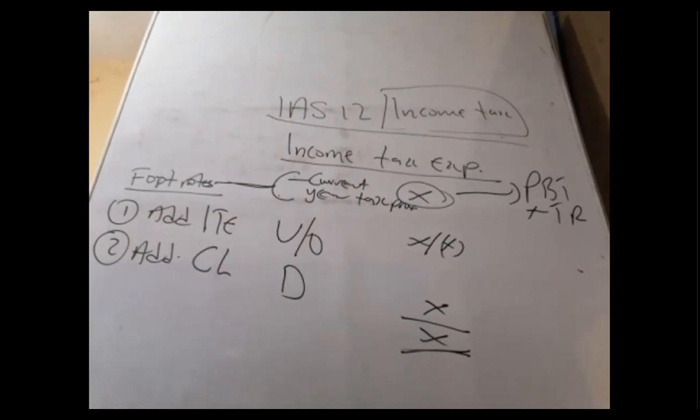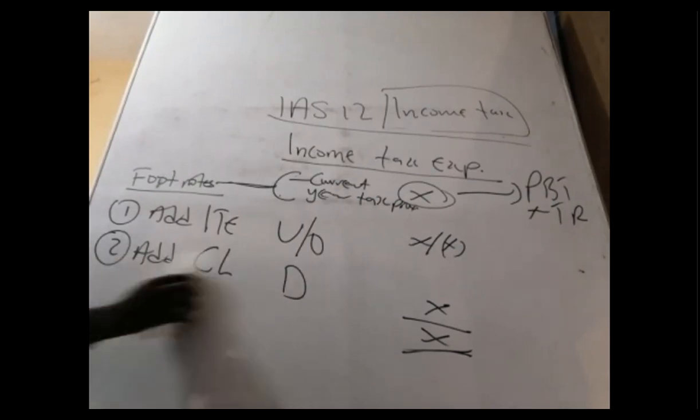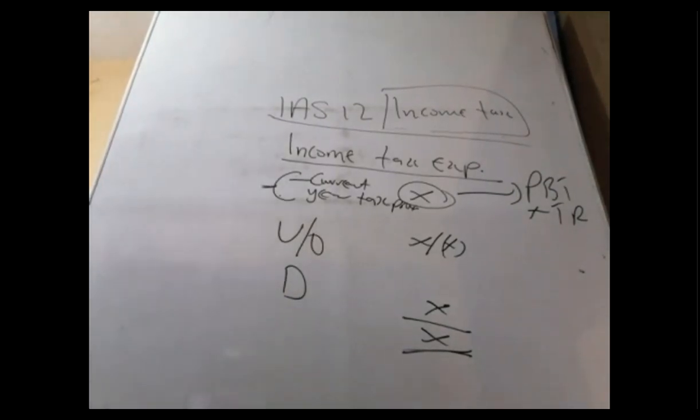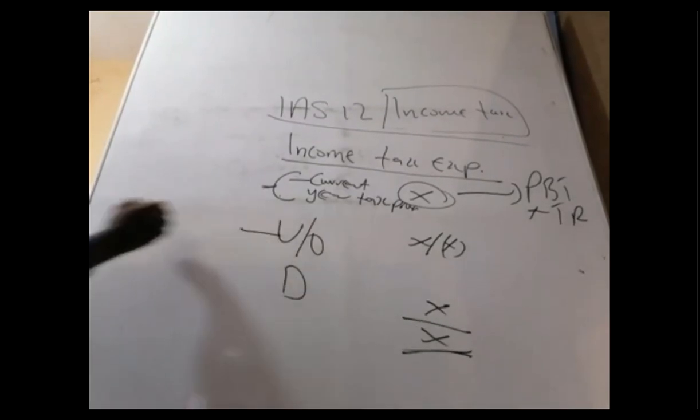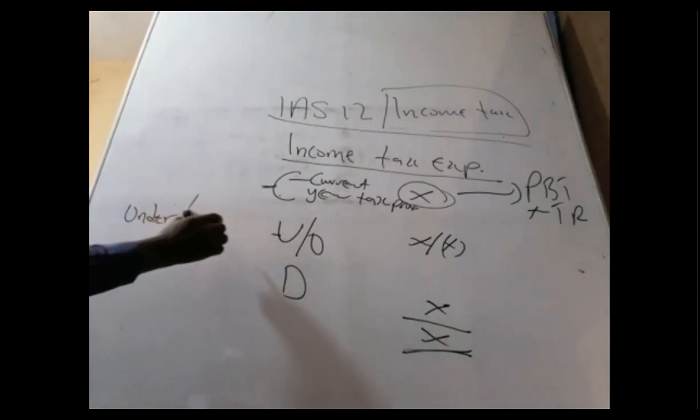Let's move on to the U and O. This is just a summary, and then we jump into question solving. Now, when we move on to the U or the O, they represent under or over tax provision. We call it under or over tax provision.